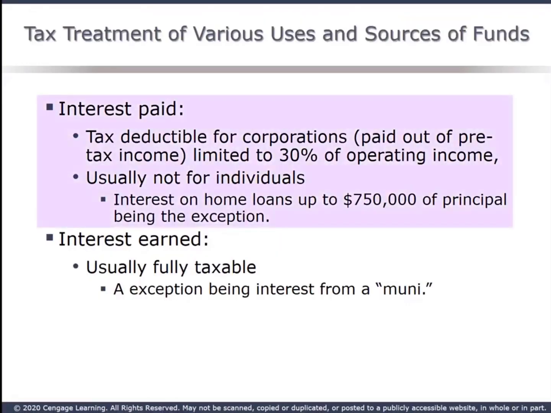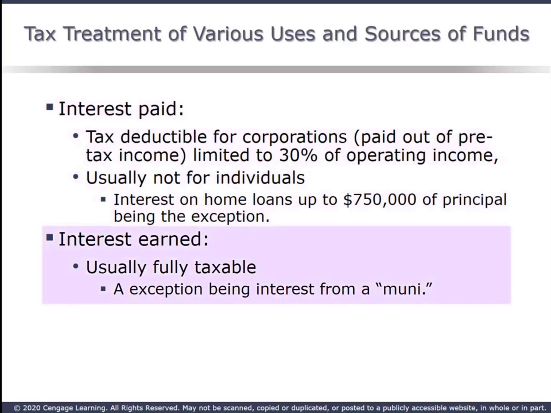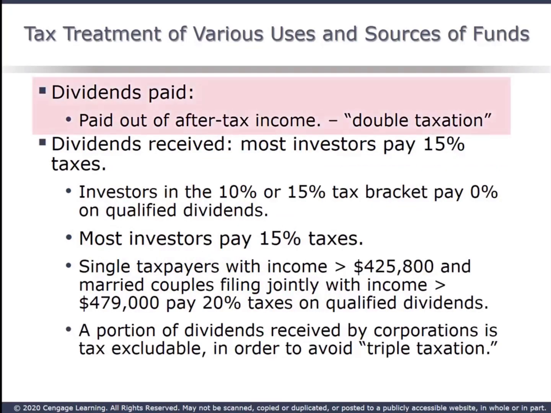For corporations, interest paid is tax deductible, as we've seen on the income statement. For individuals, only home loan interest is deductible. Interest earned, except on municipal bonds, is fully taxable to individuals. Dividends paid are not tax deductible for the paying firm. They are paid out of after-tax income.